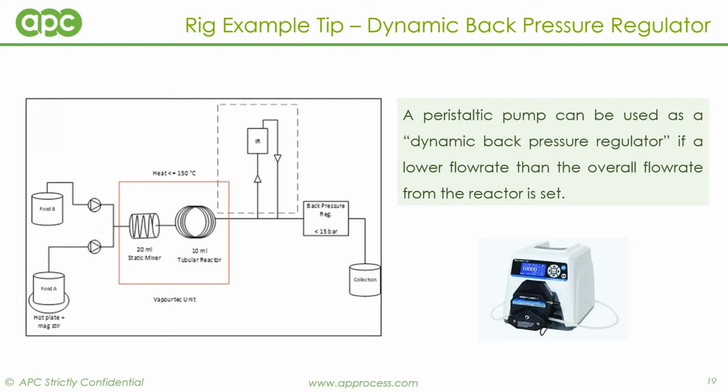For example, if the combined flow rate exiting the reactor is 2 mL per minute, the pump would be set to 1 mL per minute, operating in the same direction as the flow, to create a controlled and stable pressure buildup in the reactor. You just need to be mindful that all other components are pressure rated, or you might have a bit of a mess on your hands.